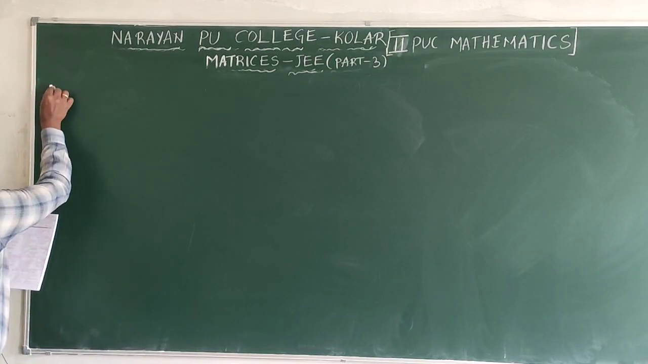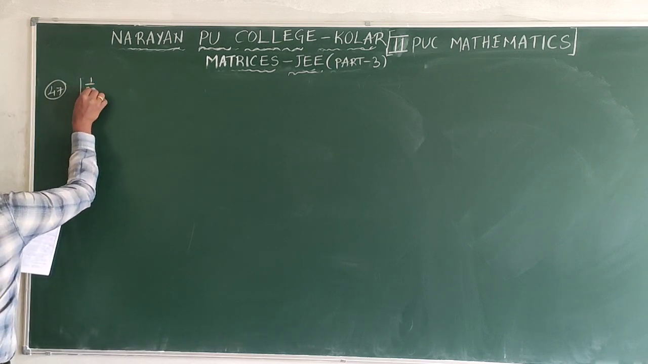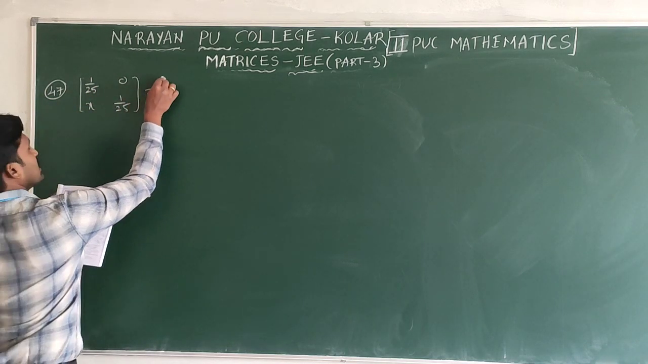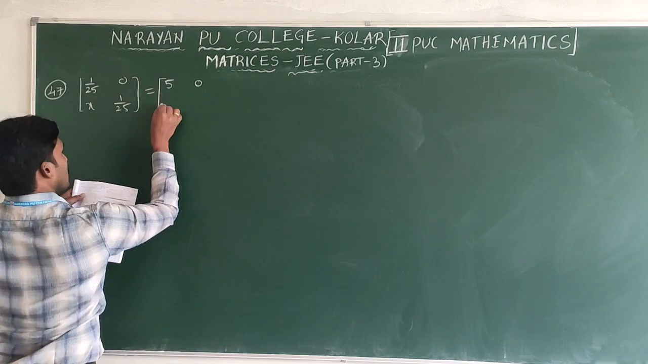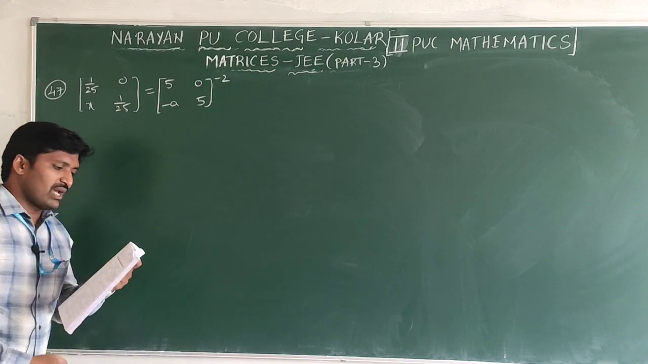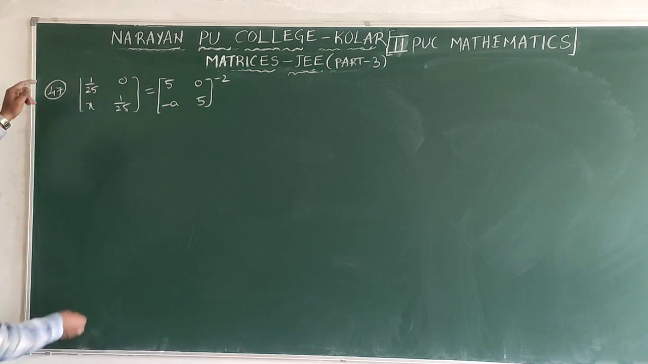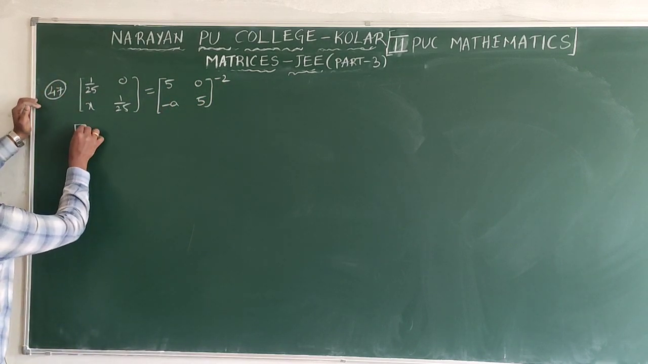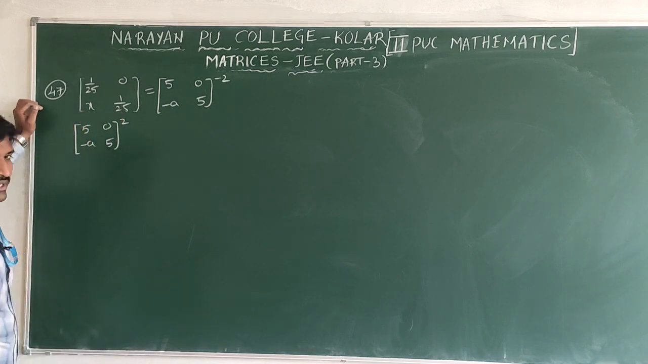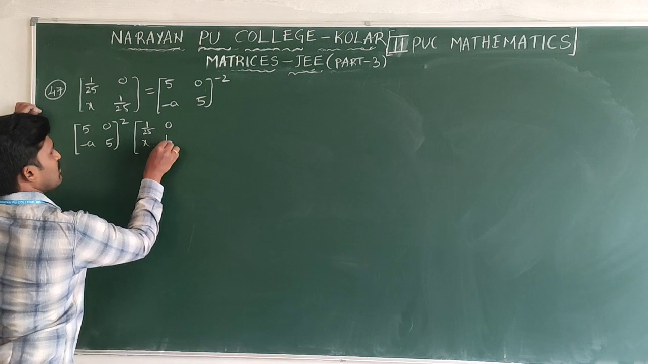Question number 47. The matrix given, [1/25, 0; x, 1/25] equal to [5, 0; -a, 5] whole power minus 2. Then x value is? This is power minus 2. If you take this complete matrix to this side, the power becomes plus 2. So pre-multiplying or post-multiplying, no problem. [5, 0; -a, 5] whole power 2 we will get, into the matrix which is already there, [1/25, 0; x, 1/25].